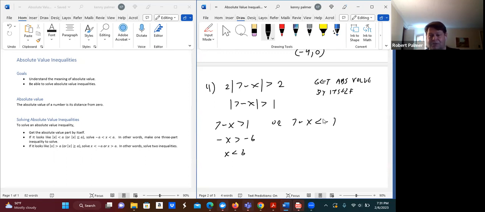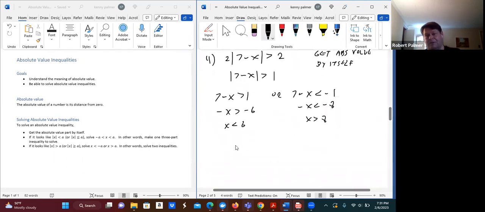Over here, similarly, subtract 7 from both sides. We have negative x is less than negative 8. Once again, divide both sides by negative 1. That reverses our sign, so x is greater than 8.